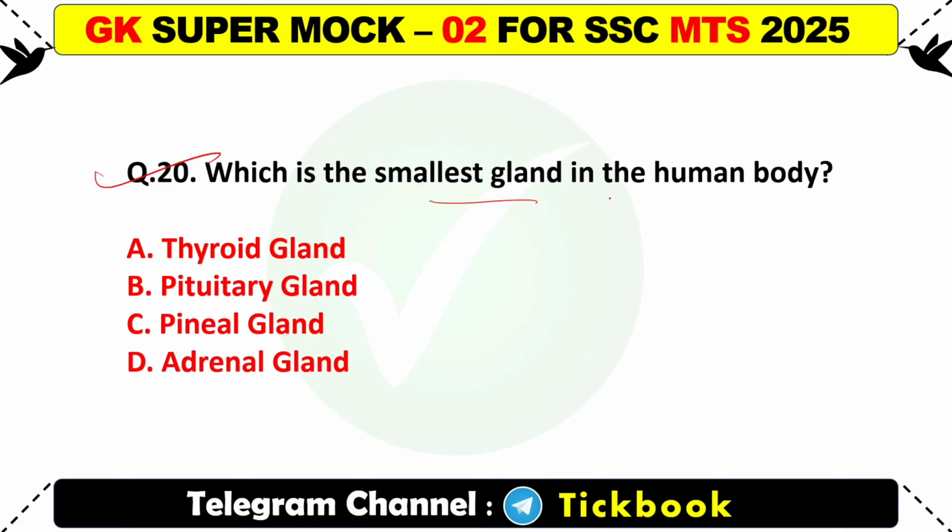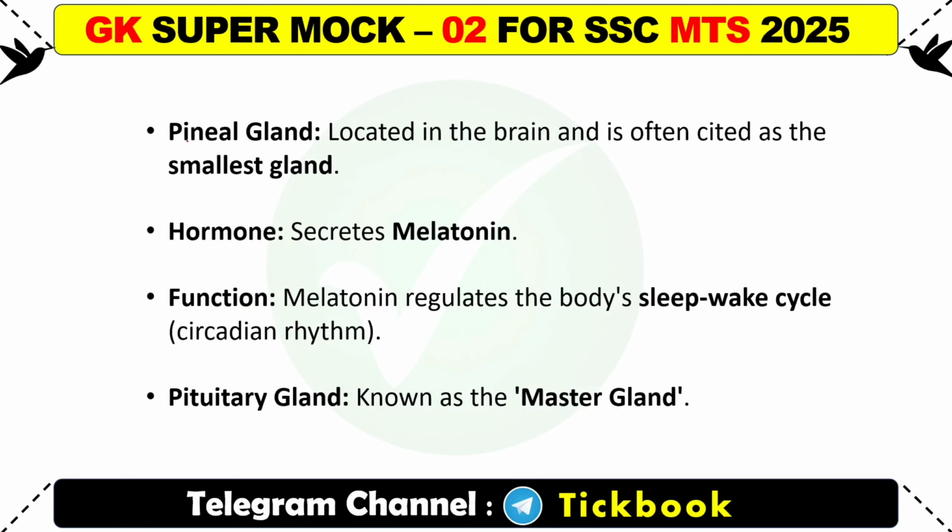20. Which is the smallest gland in the human body? Option C, pineal gland. Located in the brain and is often cited as the smallest gland. Hormone secreted: melatonin. Function: melatonin regulates the body's sleep-wake cycle, circadian rhythm. The pituitary gland is known as the master gland.